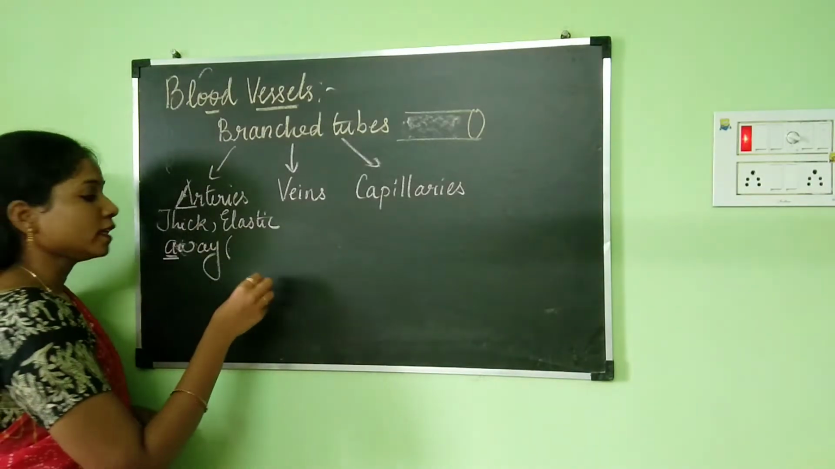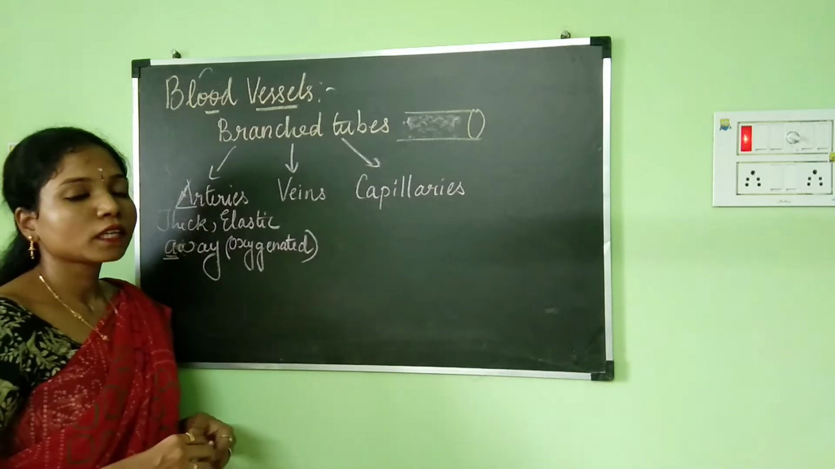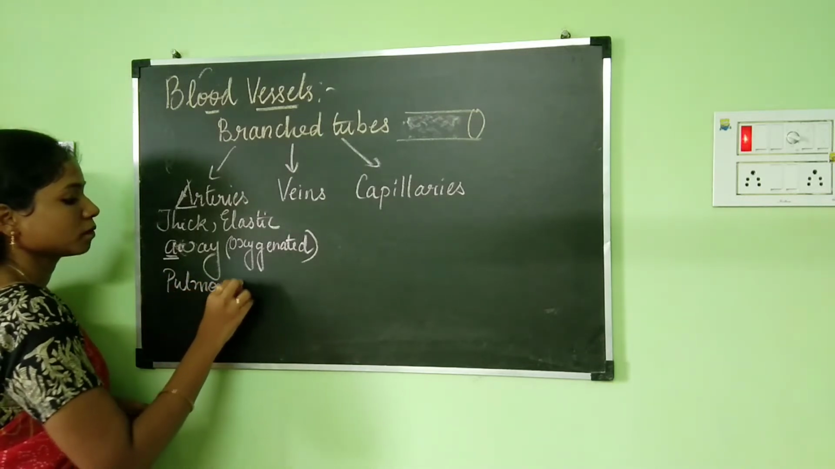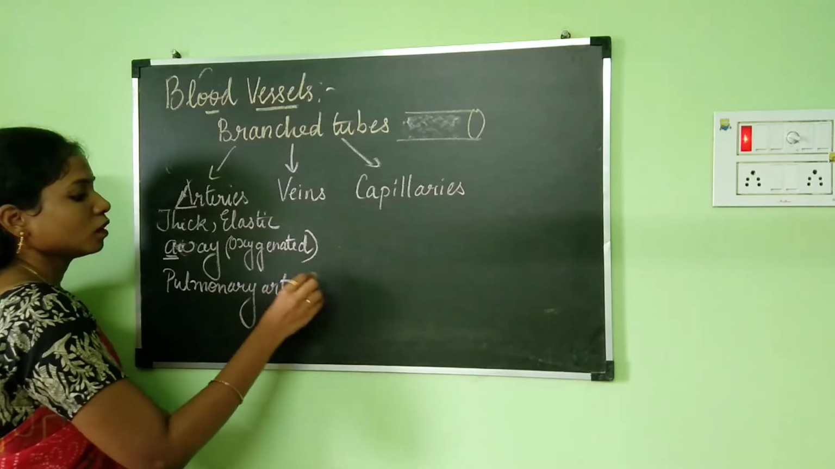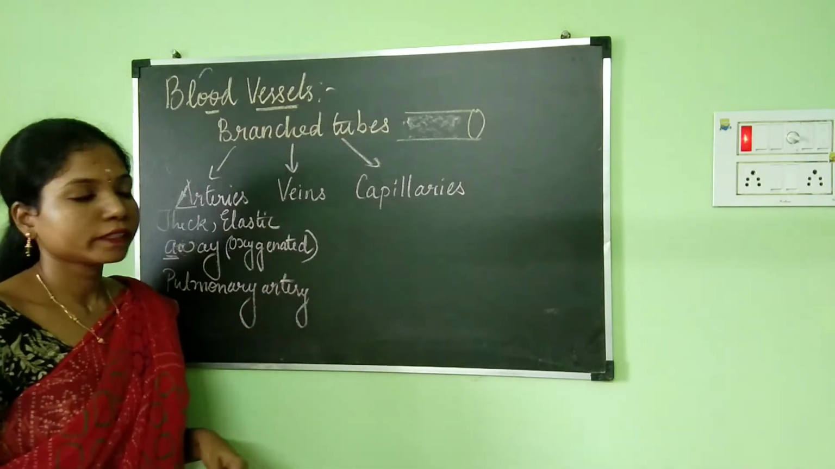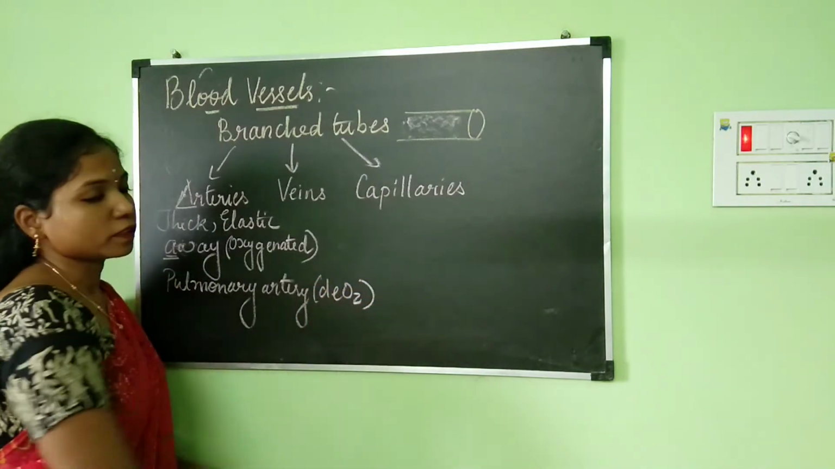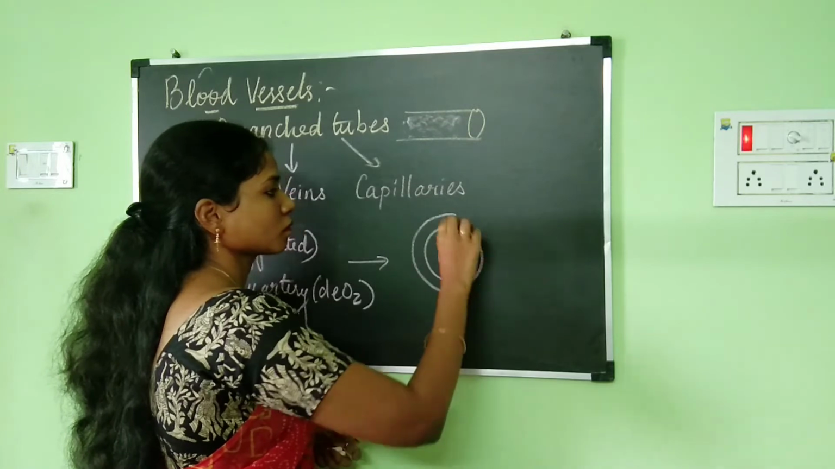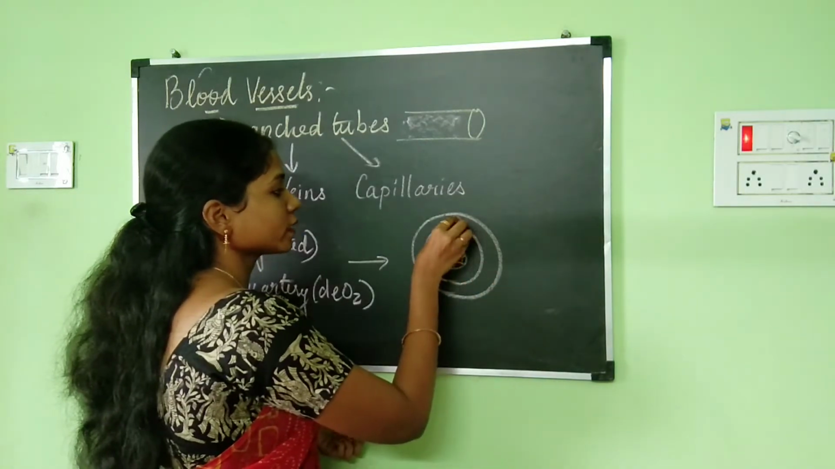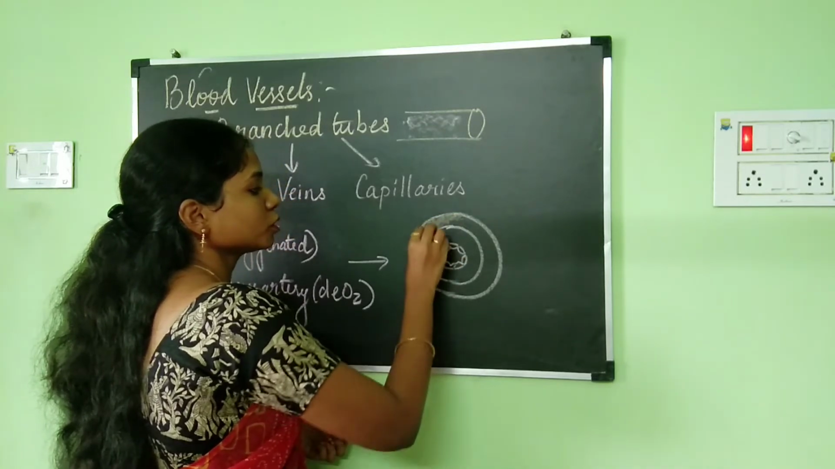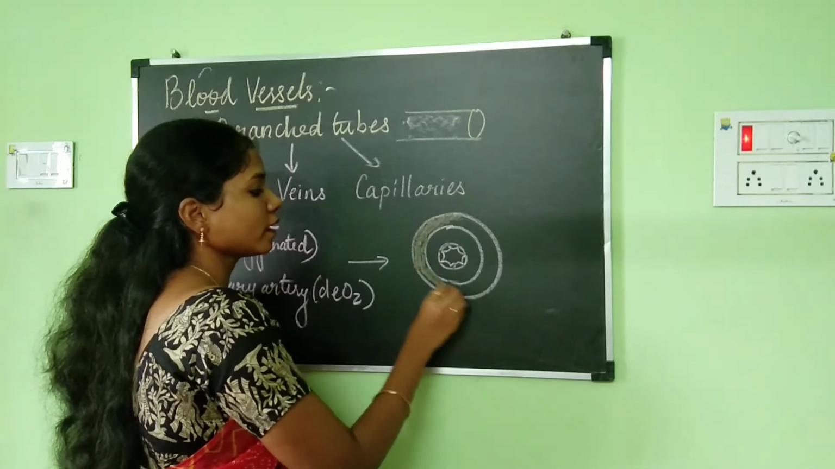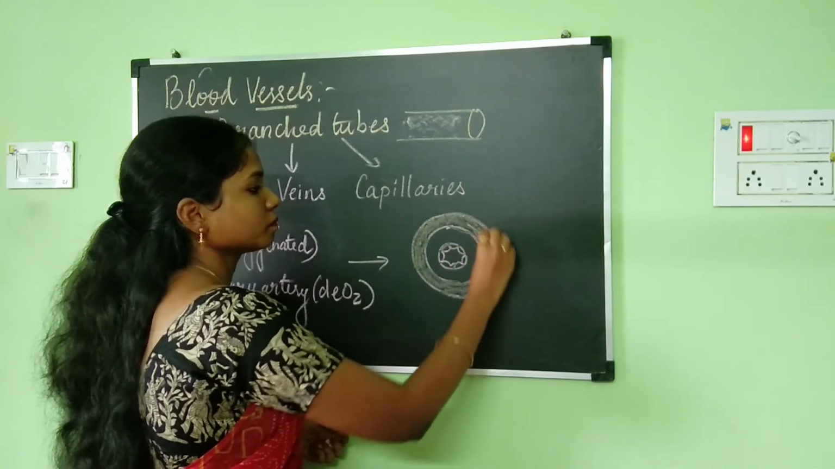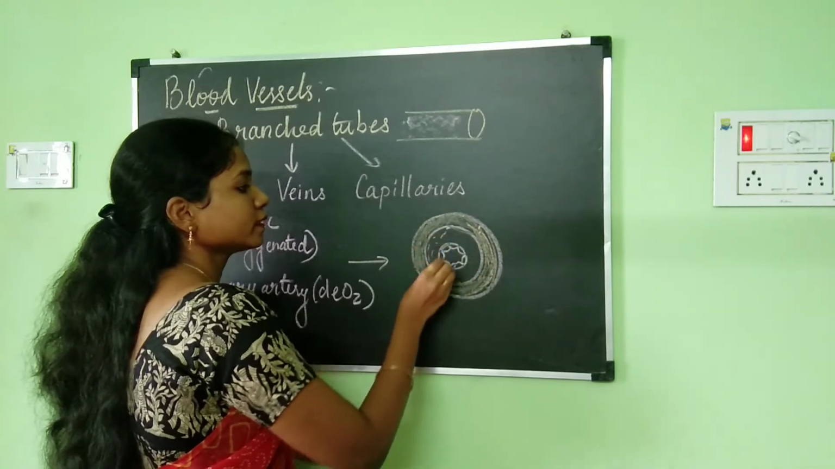Now arteries always carry oxygenated blood. All the arteries are going to be carrying oxygenated blood except one artery, which is the pulmonary artery. The pulmonary artery does not carry oxygenated blood, it carries deoxygenated blood. Arteries are going to be looking like this. Structurally, arteries are thick and they are elastic. So this is about the arteries.